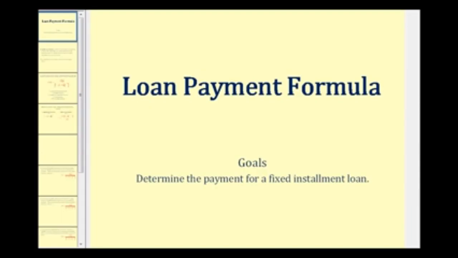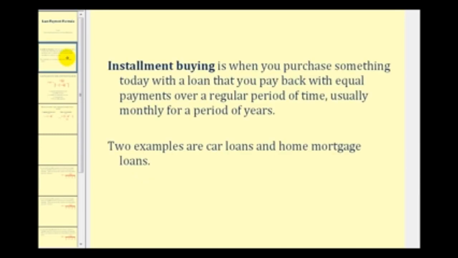Welcome to a lesson on the loan payment formula. The goal of the video is to determine the payment for a fixed installment loan. Installment buying is when you purchase something today with a loan that you pay back with equal payments over a period of time, usually monthly for a period of years. The two most common examples would be for a car loan or a home mortgage loan. And we'll take a look at an example of both of these.